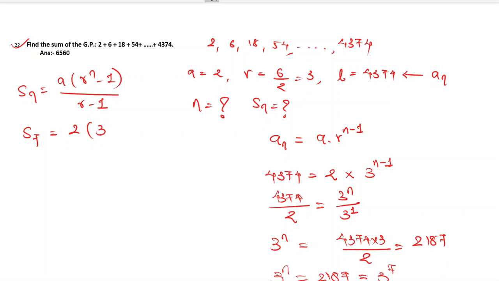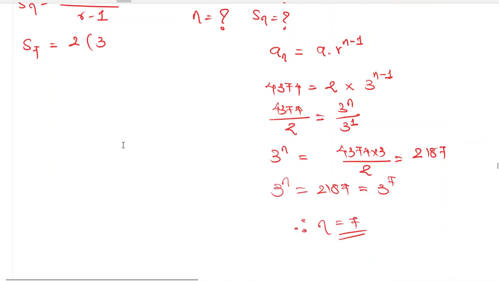Hey, n minus 1 is, just a moment, I made a mistake here. N is 8, not 7. Okay, let me just rewrite here. 3 raised to 8. So n is 8. N is not 7, it is 8. I'm sorry. Okay. So 3 raised to 8 minus 1 upon 3 minus 1.